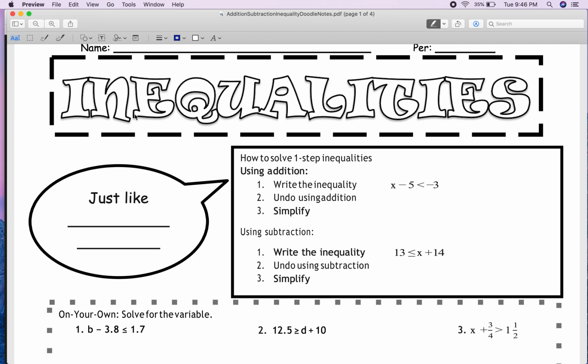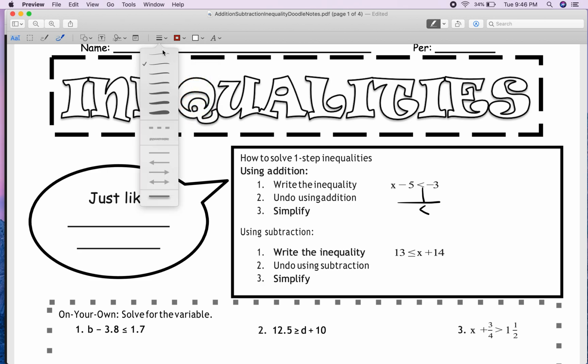Inequality worksheet here. We're going to solve the one-step inequality the same way that we solved our equation. So let's bring down our upside down T and bring down the sign so that we can solve. We're still going to use inverses. Looking at our variable here, we have minus 5. So we're going to use the inverse of subtracting 5, and we're going to add 5 to both sides.